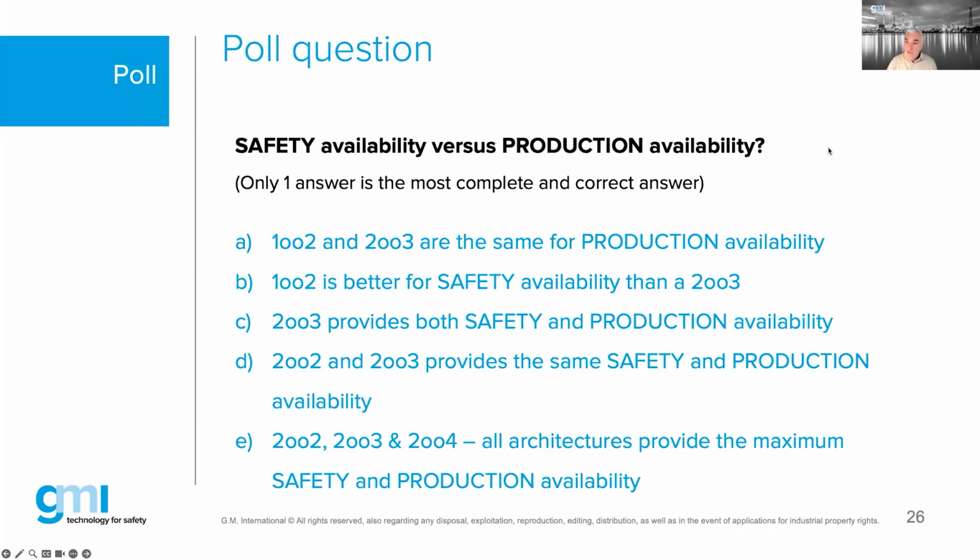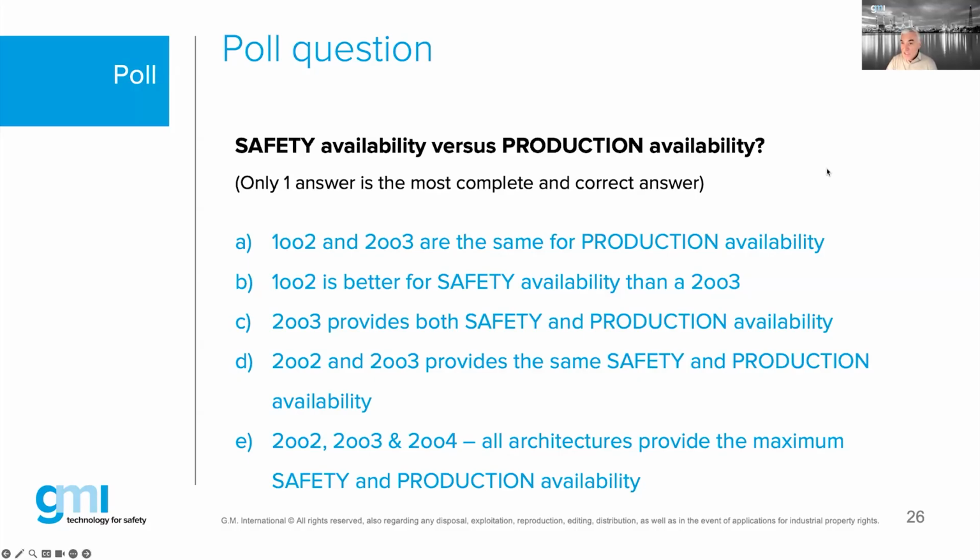1 out of 2 is better for safety availability than a 2 out of 3. Well, that could be debatable. You could say so in terms of reliability, calculation of PFD, etc., but purely based on HFT, they are identical. Both 1 out of 2 and 2 out of 3 can achieve the same safety from an availability point of view. So 1 out of 2 is not better, but the same as a 2 out of 3 for safety availability.